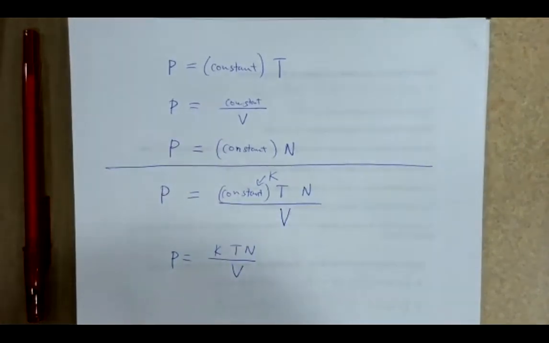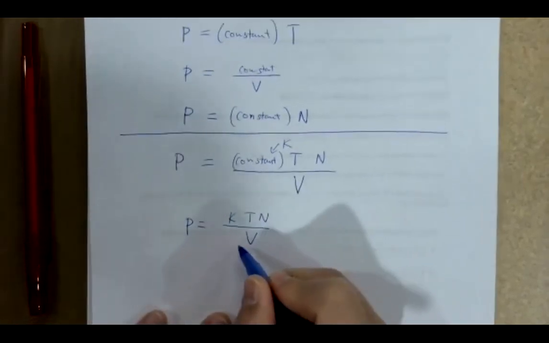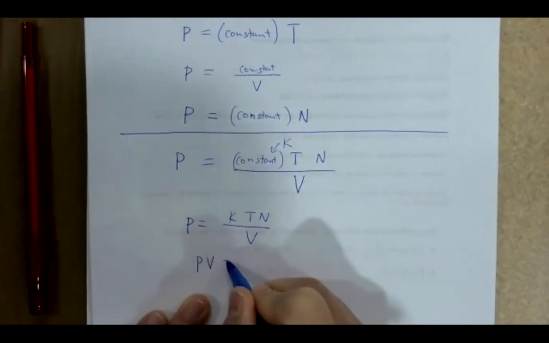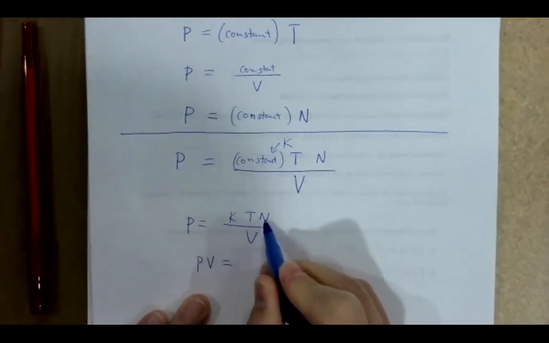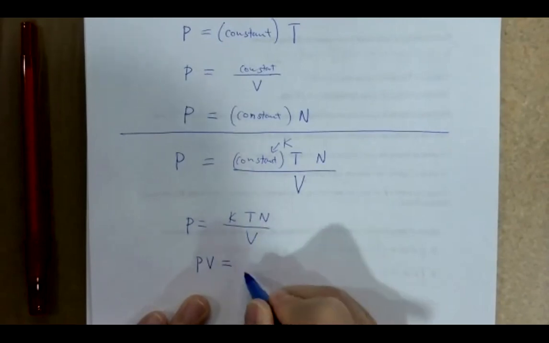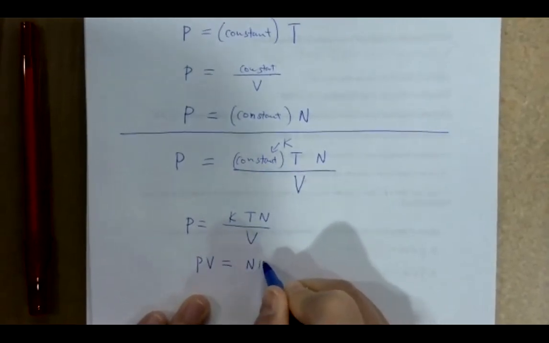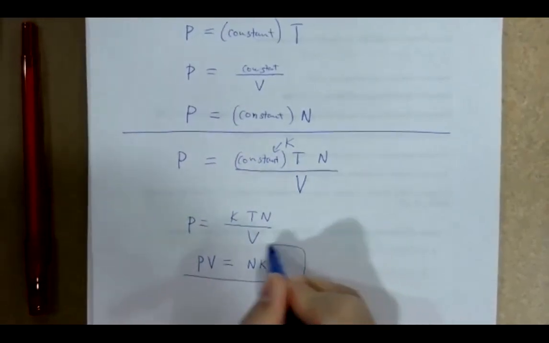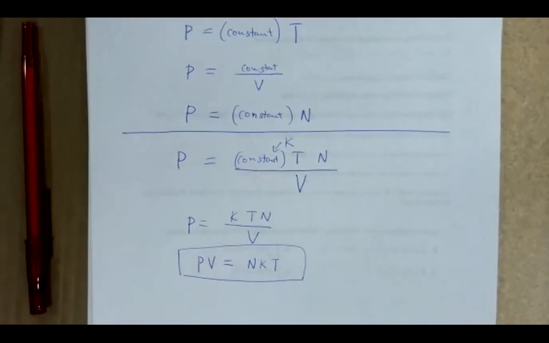If you rearrange the terms, multiply both sides by V, you'll get P times V on the left-hand side, which equals K T N. You can rearrange the terms so it becomes N K T. Now you might find that this equation is kind of familiar to you, because you learned it in chemistry as the ideal gas law.